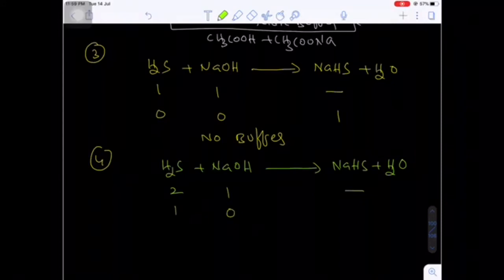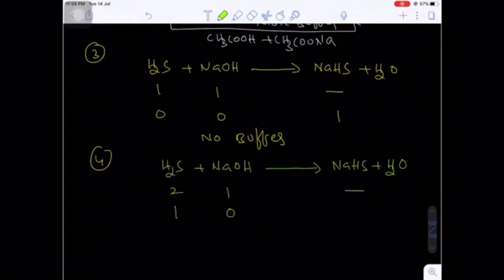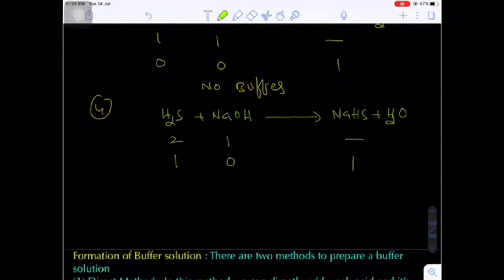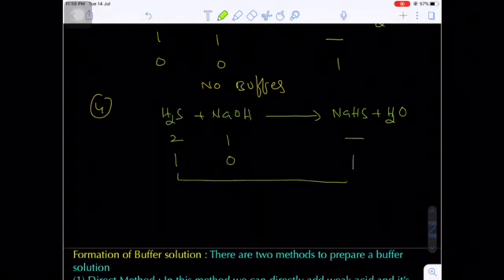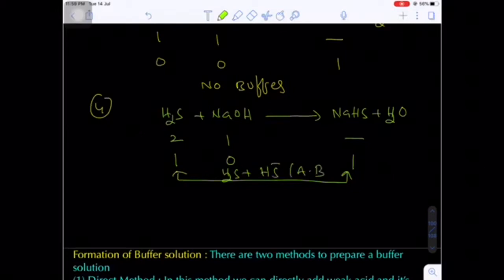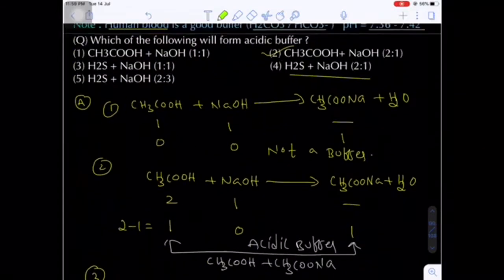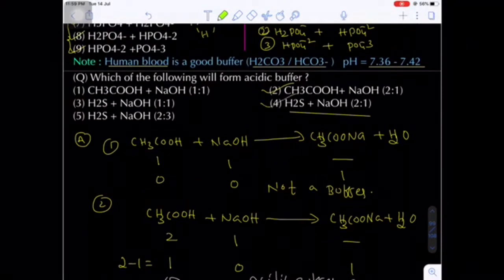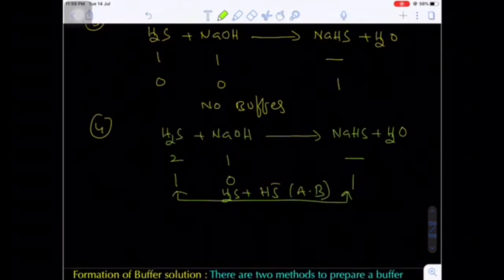Now here what happens? NaOH is completely consumed because it is the limiting reagent. H2S 1 mole will be left and 1 mole of NaHS will be formed. That means finally in the mixture we have weak acid plus its conjugate base. That means this is an acidic buffer. So the fourth one is an acidic buffer. This is the multiple choice. And one more option we have, H2S and NaOH.